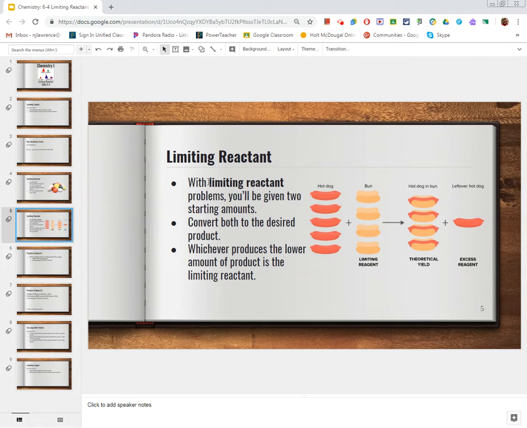Whenever you see the phrase limiting reactant, that is the opposite of the phrase excess reactant. So what we're going to have is something called the limiting reactant, and then sometimes you'll have the excess reactant, unless the two reactants are in equal proportion.